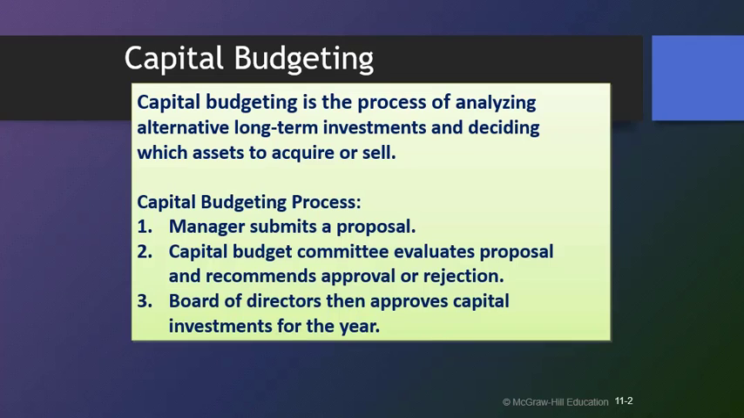So the objective for these types of capital decisions is to earn a satisfactory return on investment. And in theory, we want to look for the most favorable possible return on investment. So the process begins with managers submitting proposals for new investments in a plant asset. Then the capital budget committee is going to evaluate the proposals and recommend for either approval or rejection. And then finally, the board of directors or others charged with governance are going to approve the capital investments for the year.